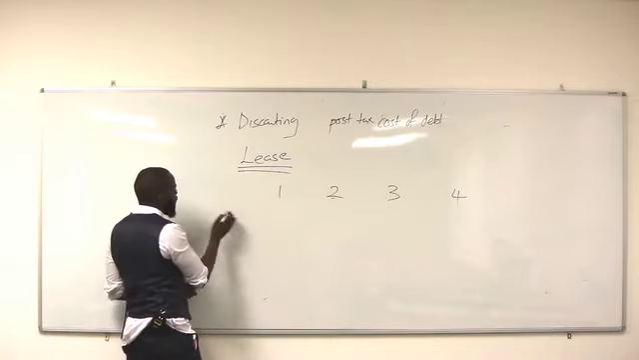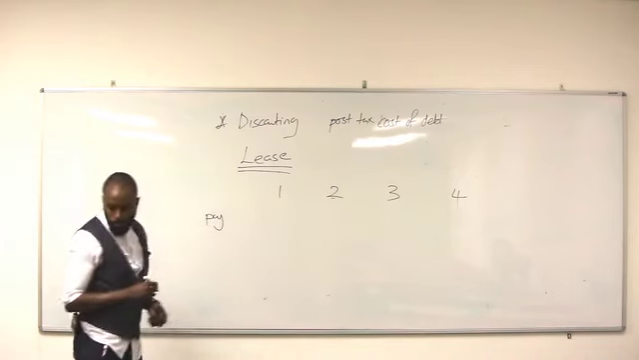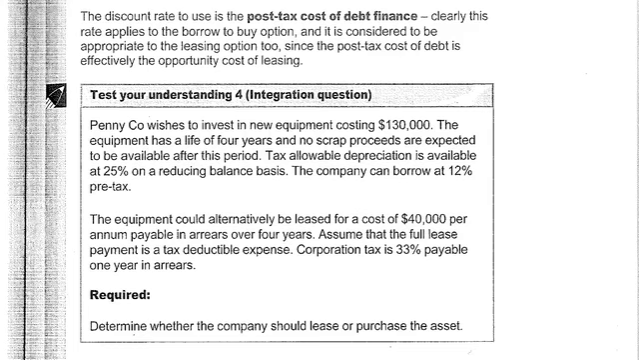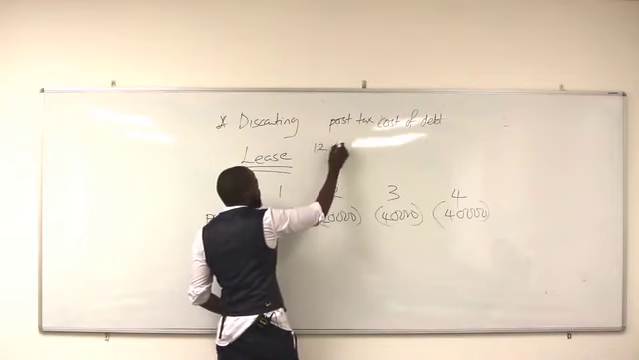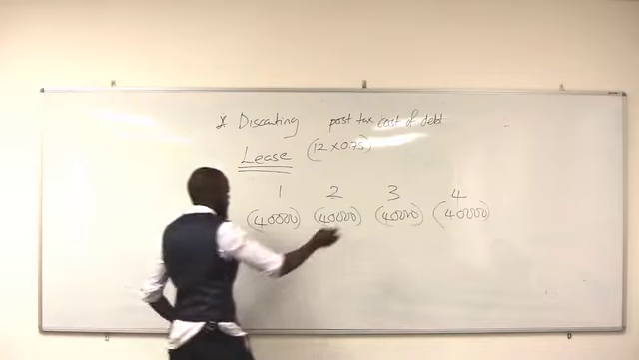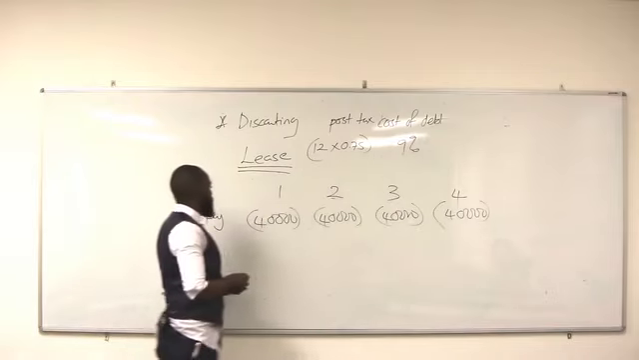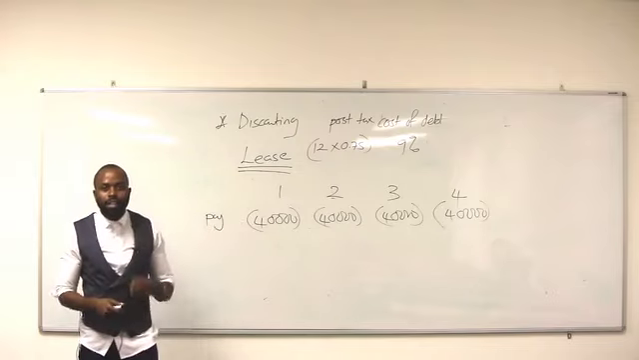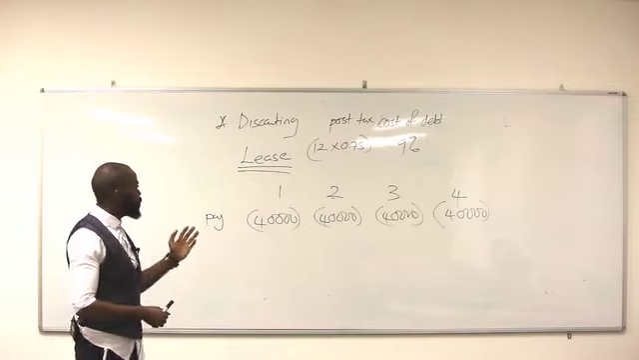So in the lease option, we start with the outflow, which is the payment. So our lease, we're making payments of how much? 40,000 per annum. And our discount rate pre-tax is 12%. So we say 12% times 0.75 to find the post-tax, which is 9%. Our first payment is 40,000 for 4 years. This is an annuity, a constant payment for 4 years of 40,000.